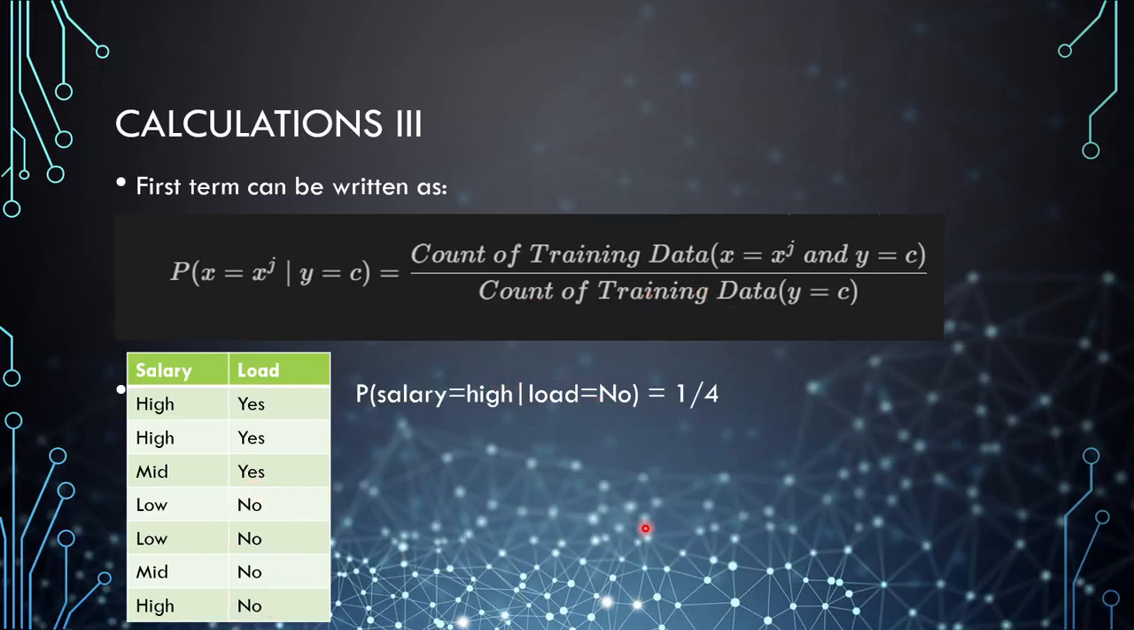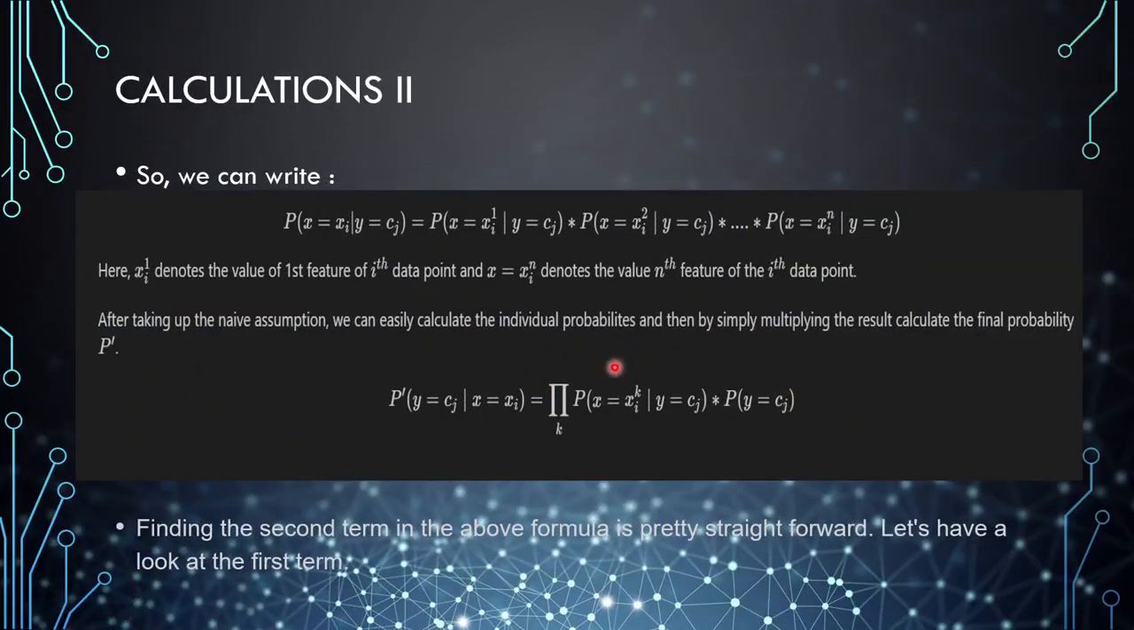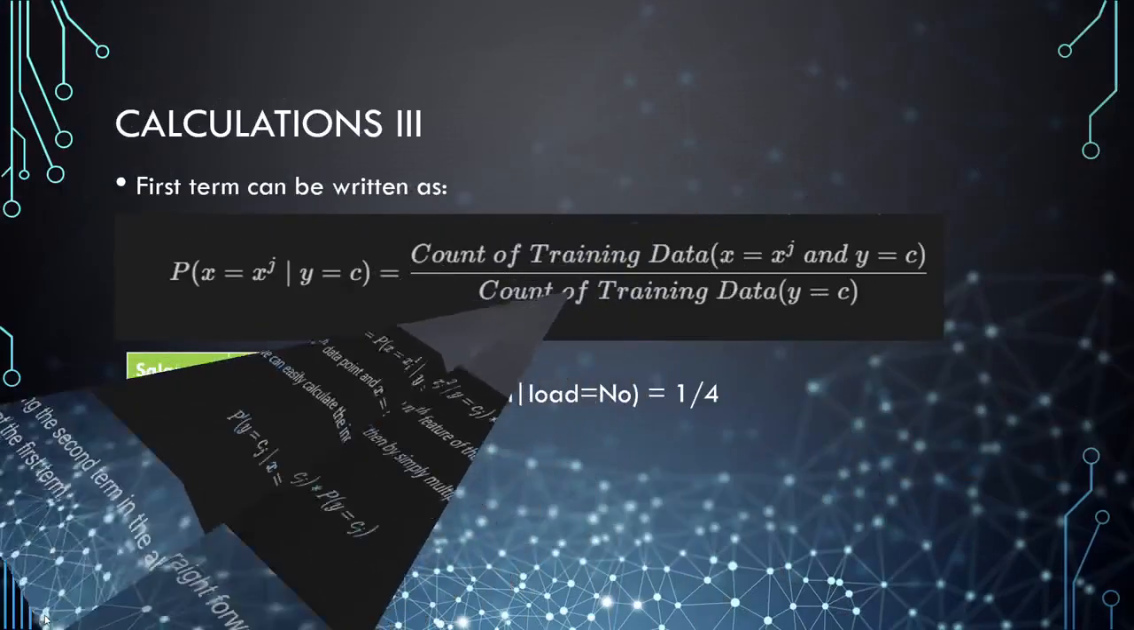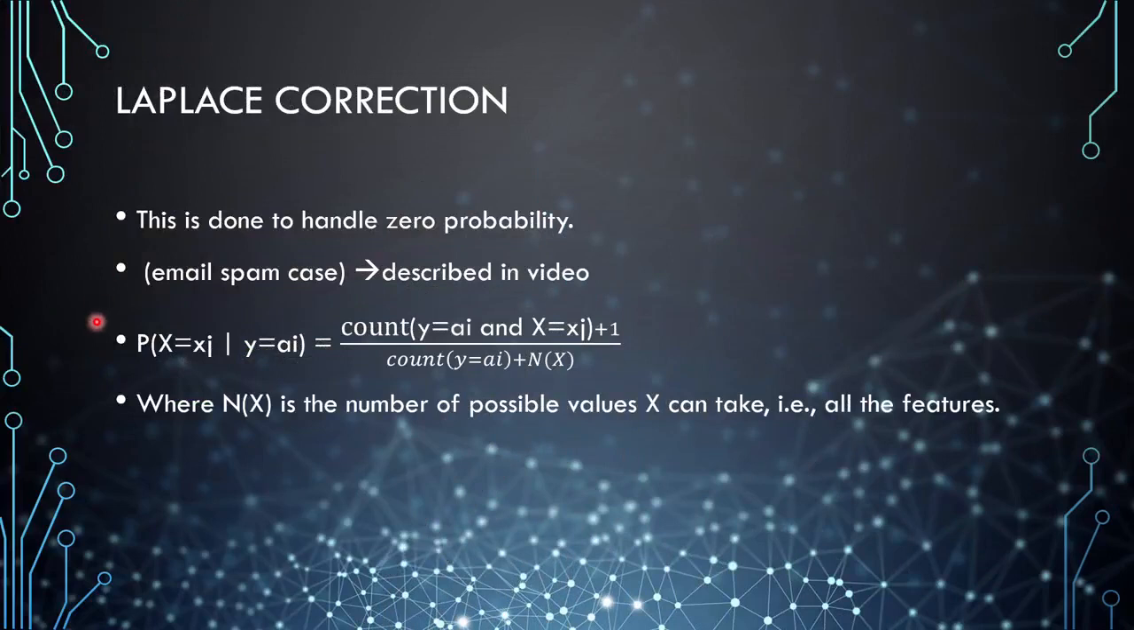So this way, you just have a look at the previous slide. This way we can calculate both the first term and the second term, and we can just multiply. So we can easily use a loop to iterate through these, and we can just multiply while at the same time calculating. So now there is a thing called Laplace correction. So you need to understand this concept.